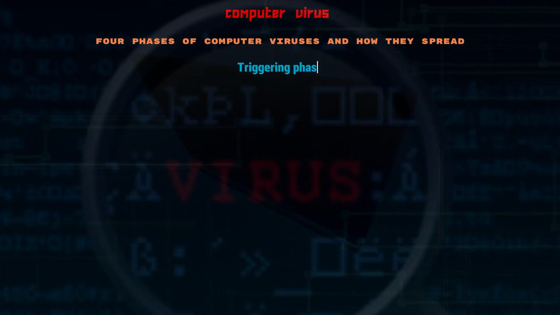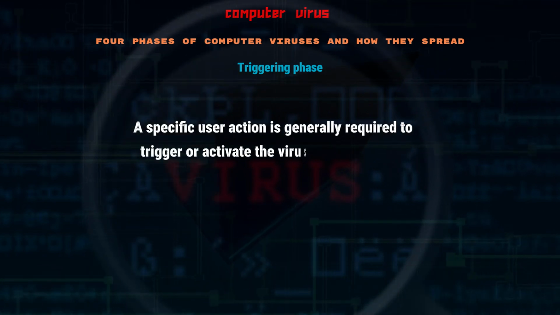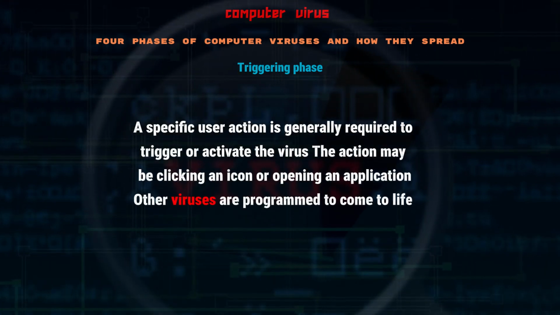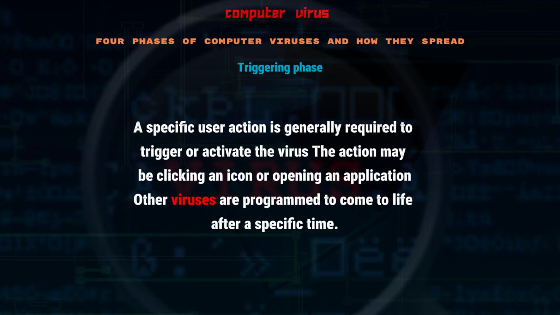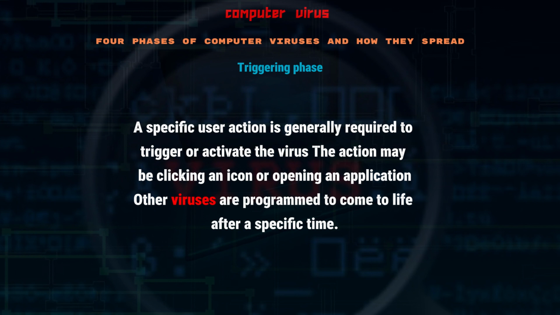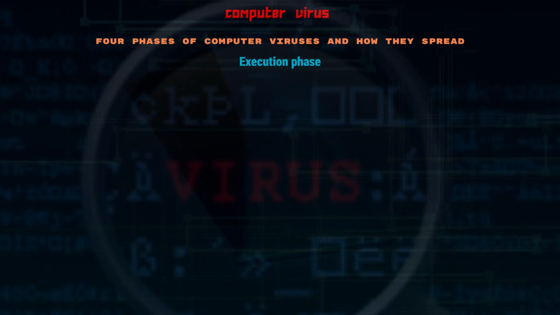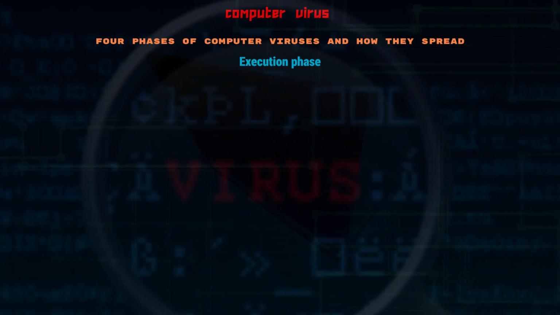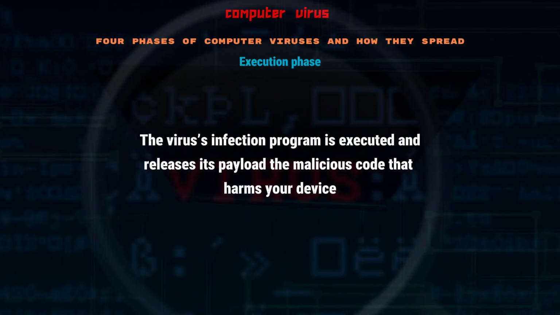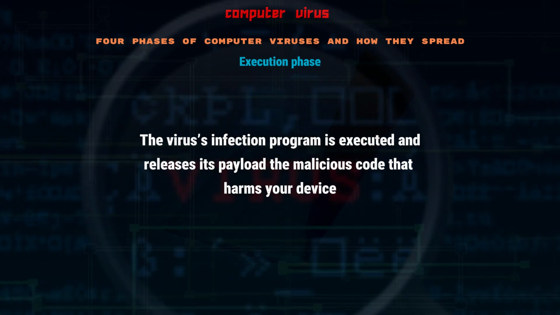Triggering phase. A specific user action is generally required to trigger or activate the virus. The action may be clicking an icon or opening an application. Other viruses are programmed to come to life after a specific time. Execution phase. The virus's infection program is executed and releases its payload, the malicious code that harms your device.